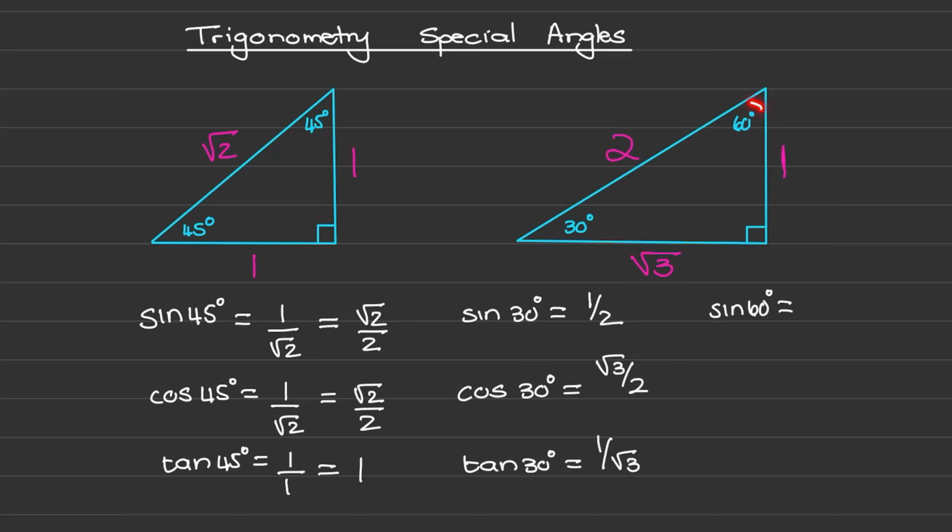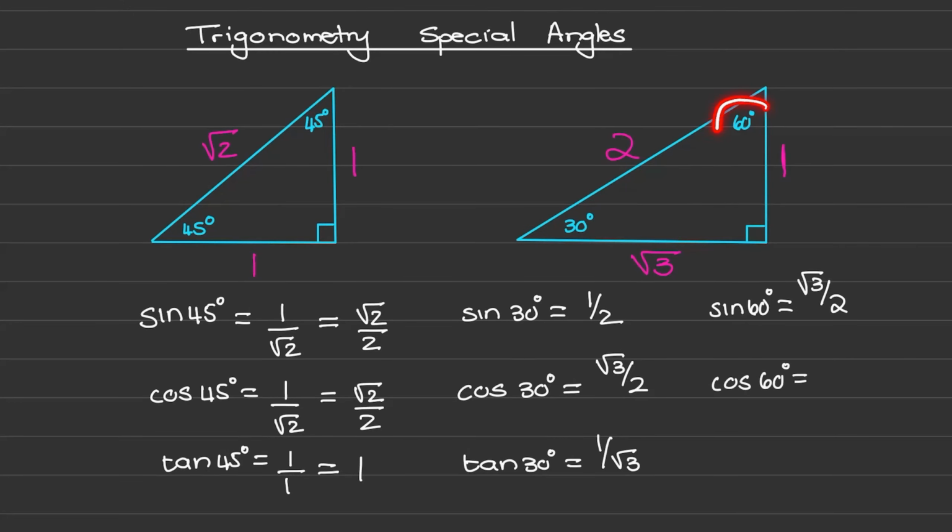Now for the sine of 60 degrees, I'd start at 60 degrees. And the length on the opposite side of 60 degrees is the square root of 3. And the hypotenuse is 2. So sine of 60 is square root of 3 over 2.